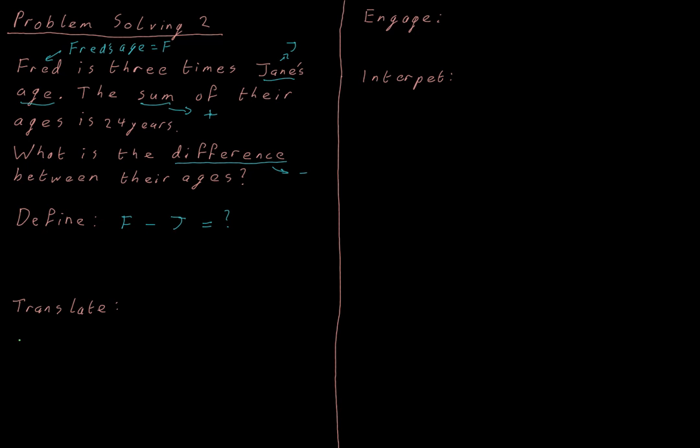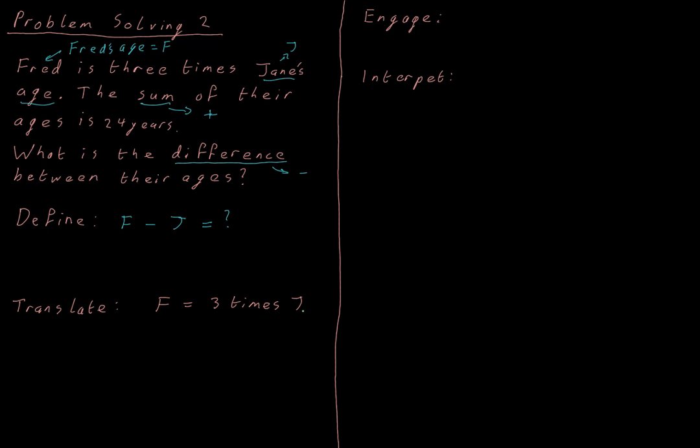So now we're at the kind of translation step. Now that we have defined our problem in maths terms, how am I going to find out what Fred's age and what Jane's age are? Well, the way that I'm going to do it is I'm going to write down what I know about Fred and Jane's ages. I know that Fred is 3 times the age of Jane. So Fred's age, whatever it is, would be equal to 3 times Jane's age.